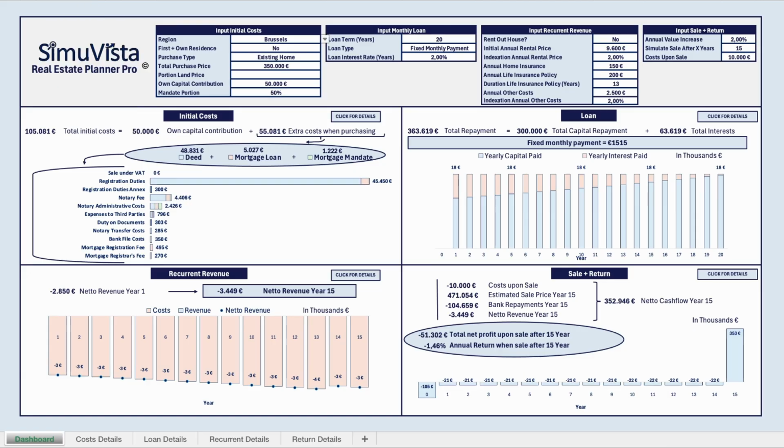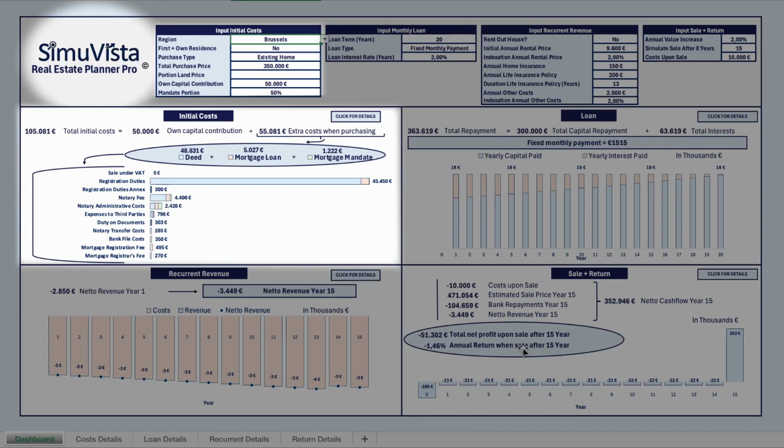The first block is the initial costs, and basically it's everything that you pay upfront before the property is yours. And it's here that you can define key inputs such as the region, which can be Brussels, can be Flanders, can be Wallonia. You also have a parameter to indicate whether it's your first and own residence, yes or no. The purchase type is important. Is it an existing home? Is it a newly built home? Is it a demolition and reconstruction?